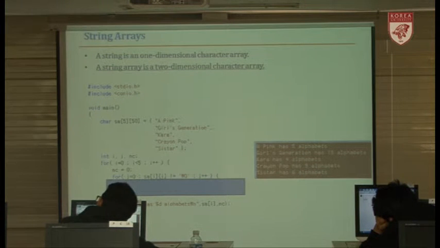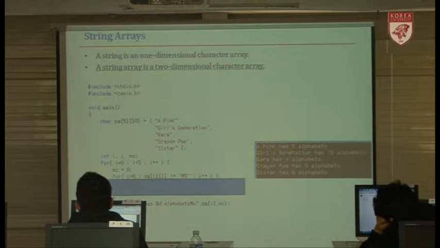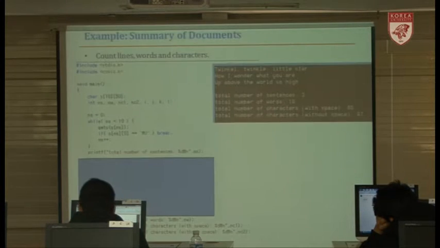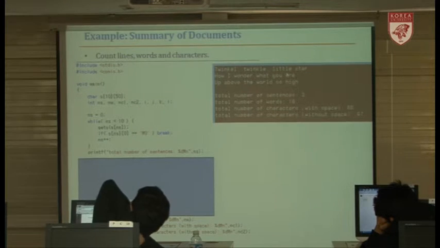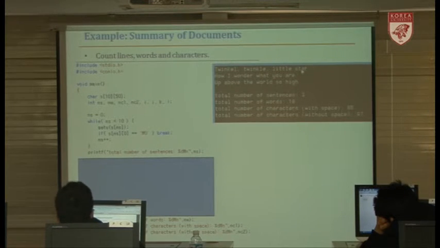So please do it by yourself. Once you've done this example, please do the next example. The next example is we want to get multiple lines like twinkle twinkle. There's a typo here. Twinkle, twinkle, little star. How I wonder when you are up above the world so high. Something like that. Then the multiple lines can be read by the gets function by repeating the gets function like this.